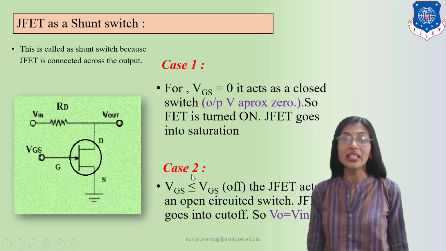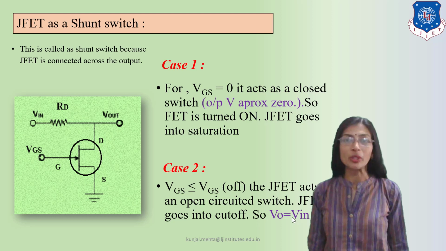Now let me explain case 2. If VGS, that means input voltage, is less than or equal to VGS off, pinch off voltage, then JFET acts as an open switch. Open switch, that means JFET goes into the cutoff. If in parallel, JFET is in cutoff, so output equals input. Exactly, output will be the same as input.